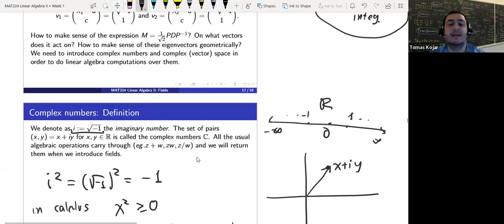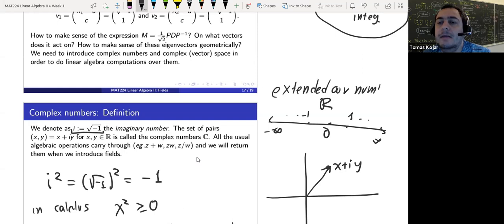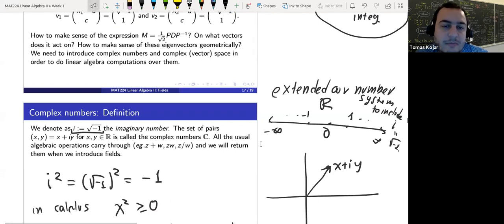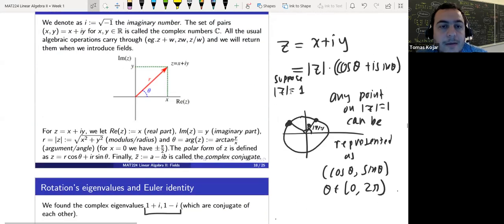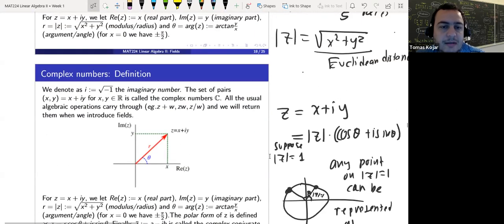number. So we extended our number system to include i equal to square root minus 1. So that was the main idea. So we have this new number system. And we talked about how you can represent it geometrically. It's isomorphic to R2, so you can look at it as a vector.